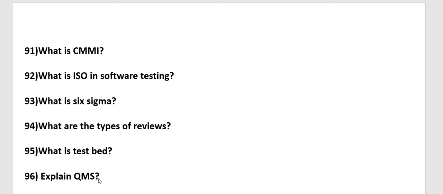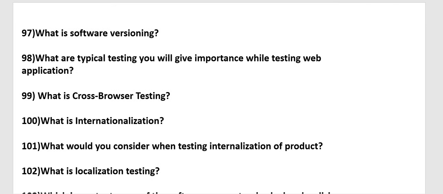Explain QMS, Quality Management System. It is a set of policies, processes, and procedures required for planning and execution in the production, development, and service in the core business area of an organization and the areas that can impact the organization's ability to meet customer requirements. Let's move on to the next screen.